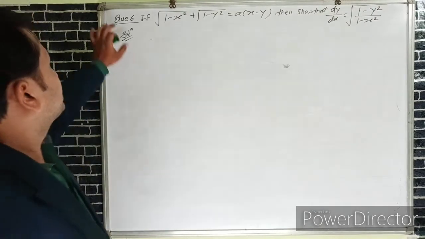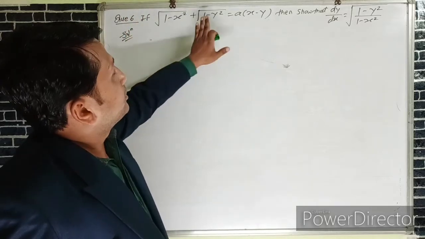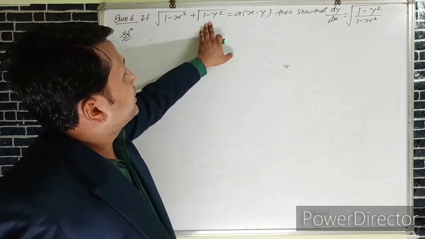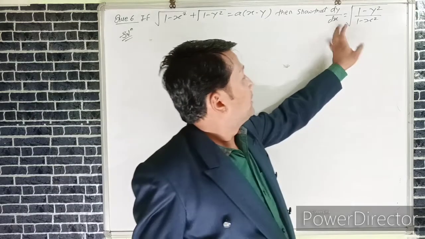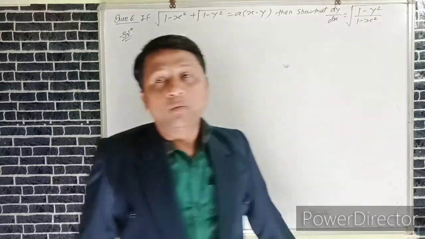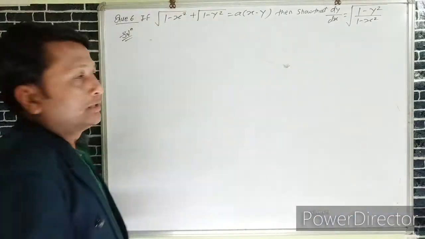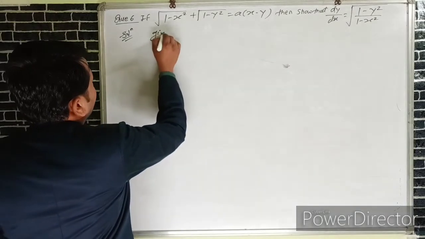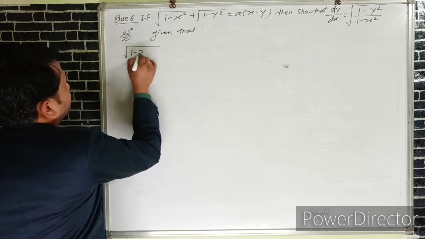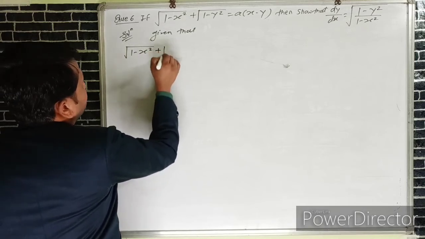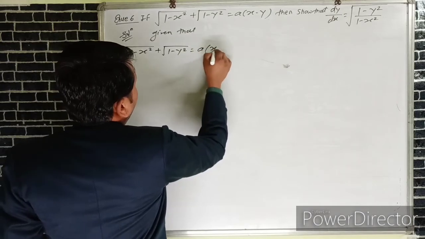Again in the last example, question number 6: given that √(1 − x²) + √(1 − y²) = a(x − y), we have to show that dy/dx = √((1 − y²)/(1 − x²)). First we take the given function: √(1 − x²) + √(1 − y²) = a(x − y).